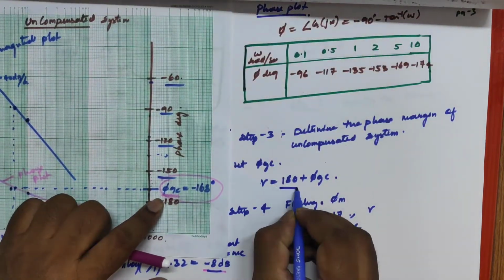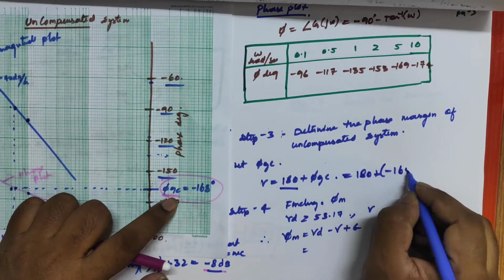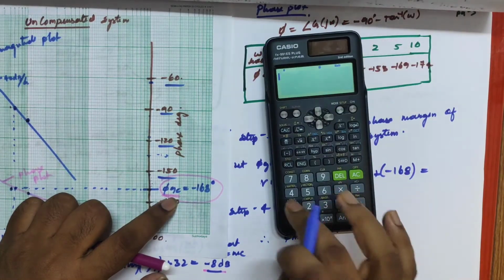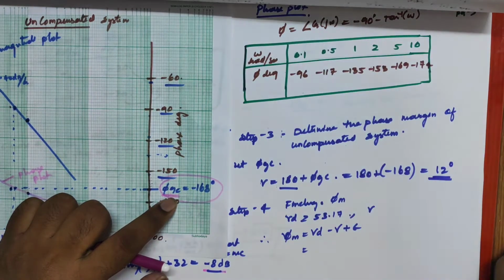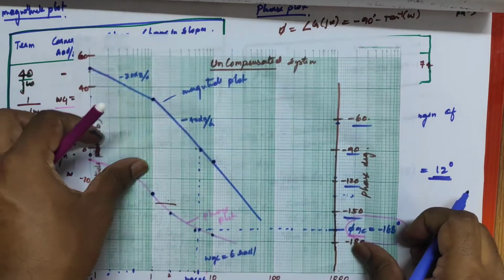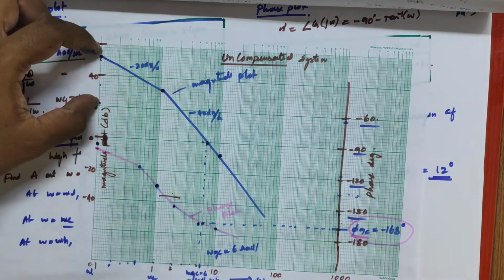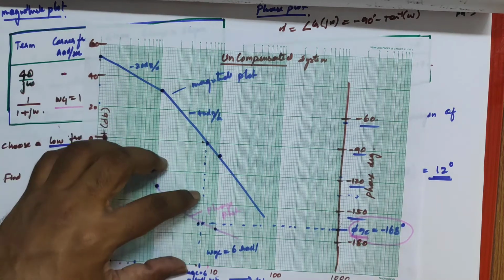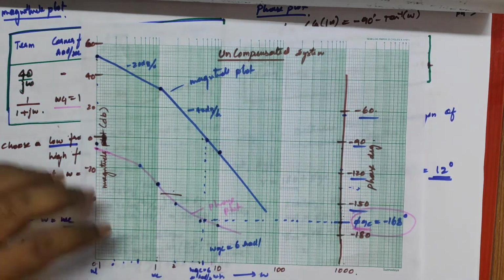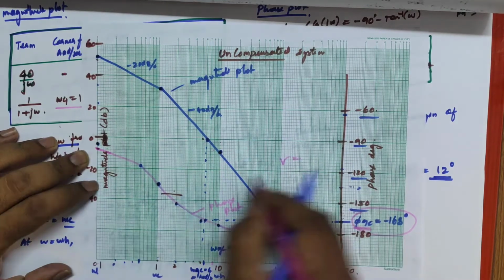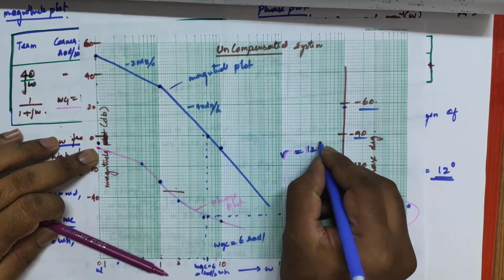So if we find the phase margin, I get 180 plus minus 168, that is 180 minus 168, so I had 12 degrees. Now our point is, even though we incorporate region 1 with the given k value, after finding this phase crossover frequency and phase, we got the phase margin equal to 12 degrees.